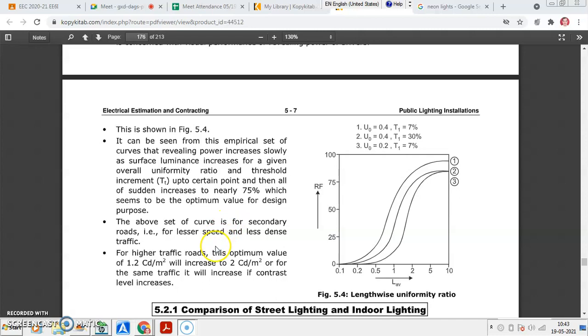The above set of curves is for secondary roads, that is, for lesser speeds and less dense traffic. For higher traffic roads, this optimal value is 1.2 candela per square meter, that is the illumination level. It is increased to 2 candela per square meter, because safe traffic is to be increased if the contrast level increases. So the average luminance, L RF.